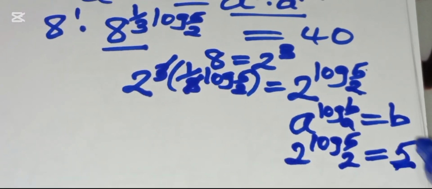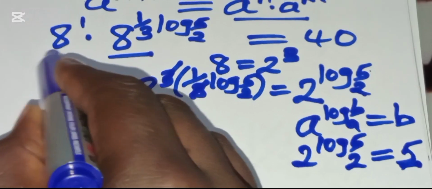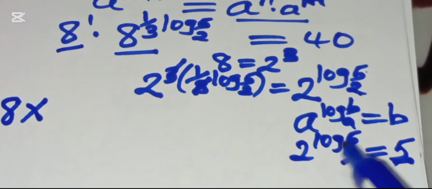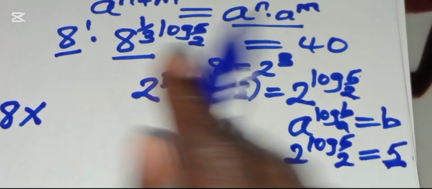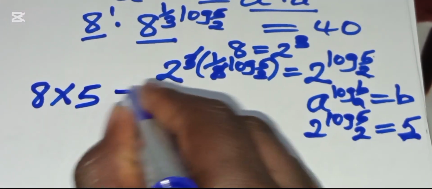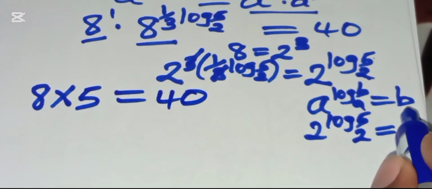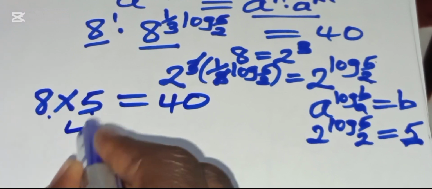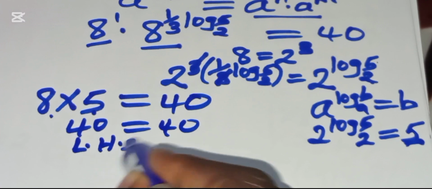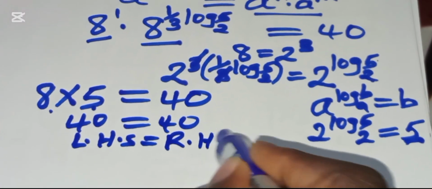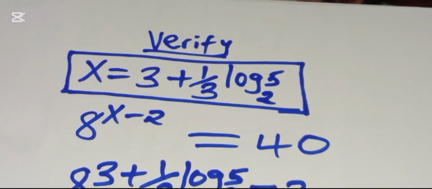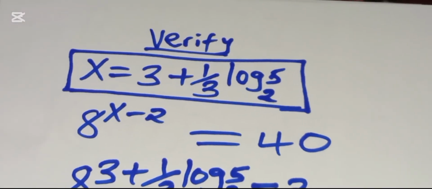Let's substitute this value of 5 back into the equation. We have 8 multiplied by 2 raised to power log 5 to base 2, and substituting with 5, we have 8 times 5, which is supposed to give us 40. So 8 times 5 is equal to 40, and that means the left-hand side is equal to the right-hand side. That affirms that the value of x, which is equal to 3 plus a third log 5 to base 2, satisfies the equation.